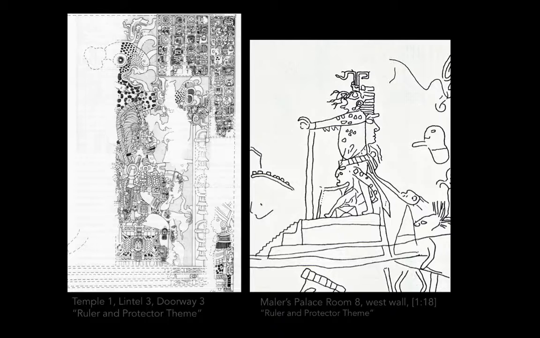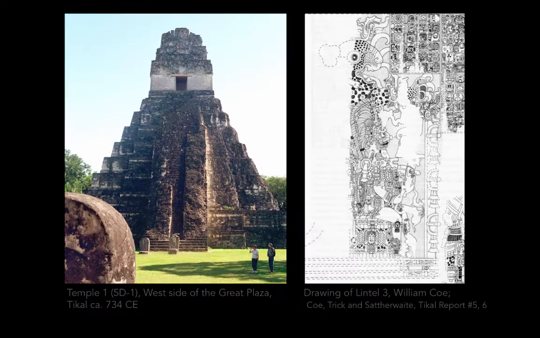In the graffiti that you see on the right side in Mahler's room, there are some differences from the lintel graffiti, but in general, this trope is pretty recognizable. The context of this lintel and this very official and canonical trope of the ruler and the protector theme is the superstructure shrine of Temple 1.